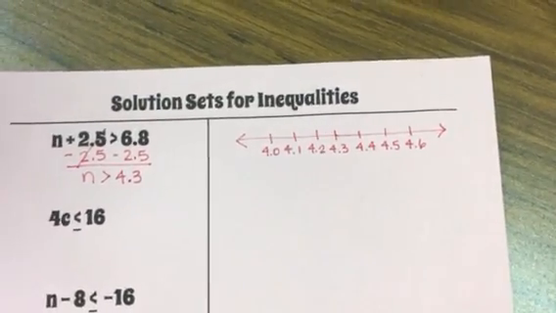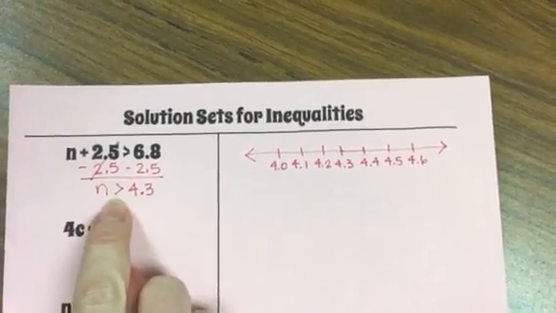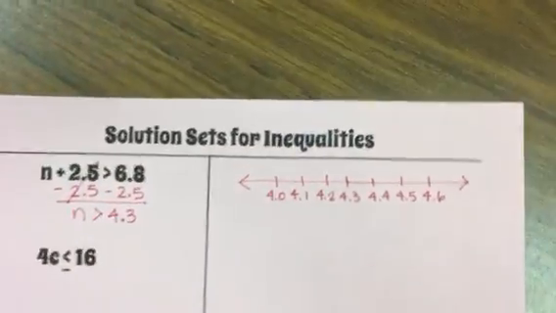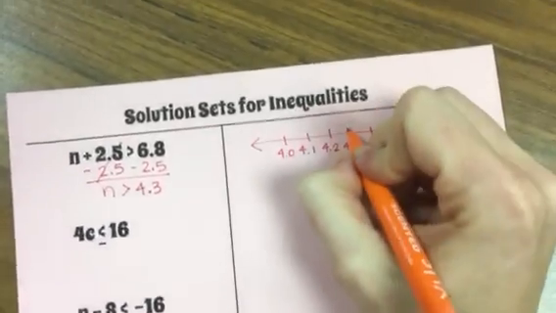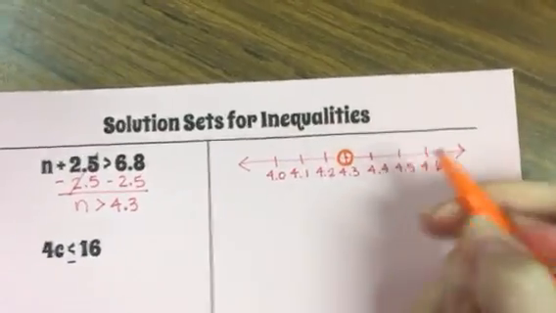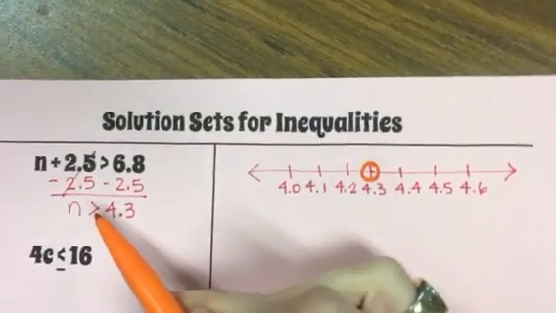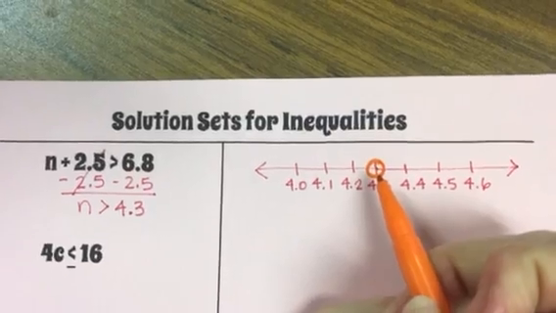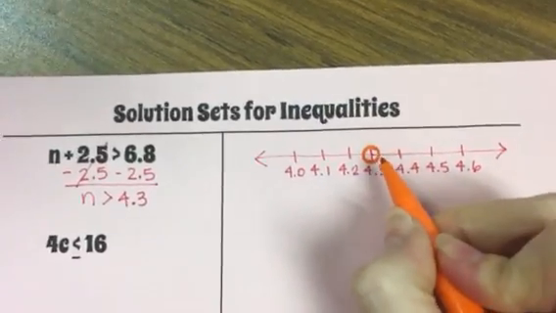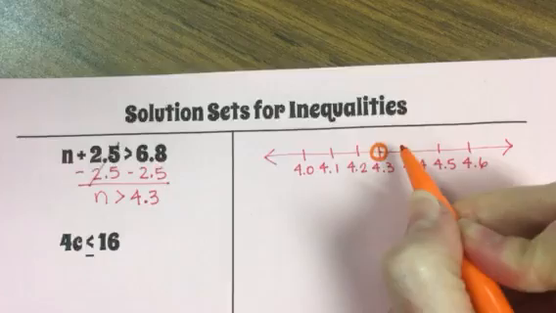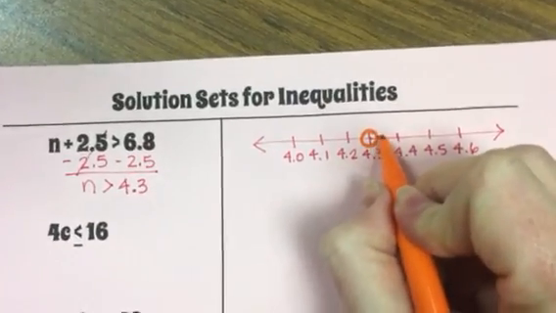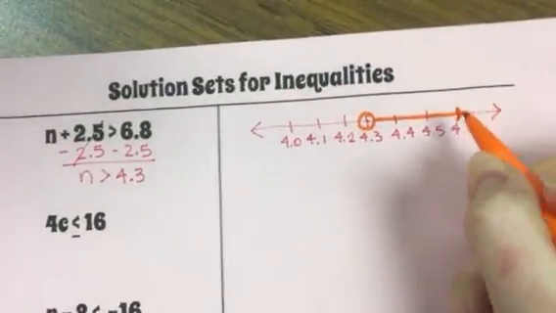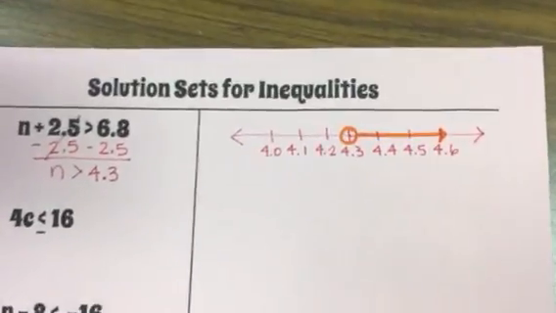Now, if n is greater than 4.3, that means I'm going to put a circle around 4.3. Because this is greater than and not greater than or equal to, I'm going to leave that open. And then if I need numbers that are greater than 4.3, I'm going to show that my graph goes like this. So this is my graph for n is greater than 4.3.